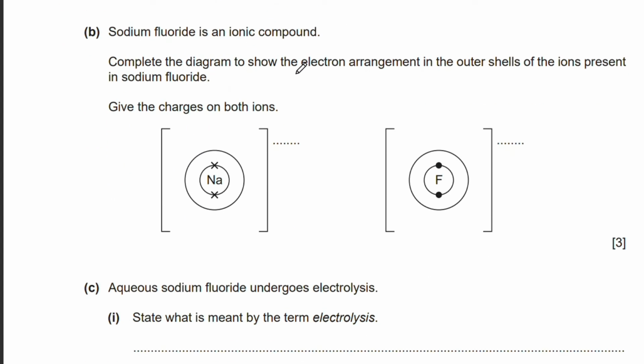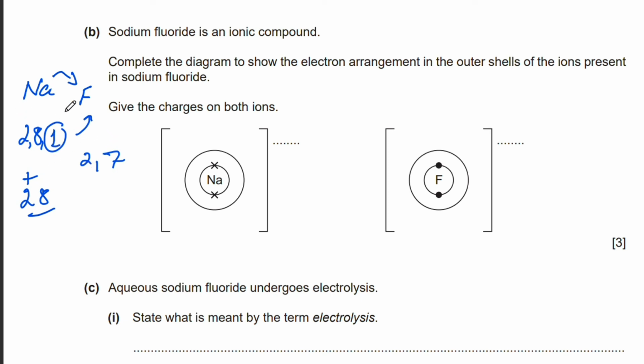Sodium fluoride is an ionic compound. Complete a diagram to show the electron arrangement in the outer shell of the ions present in sodium fluoride. Give charges on both the ions. See, as we know, sodium will donate 1 electron to fluorine. So sodium has 2, 8, 1. So it will donate this electron to fluorine, which has 2, 7. So this will be 2, 8, and again with the positive charge, since the sodium is giving out the electron to fluorine, and this will accept that electron to get 2, 8, which will have 1 negative charge.